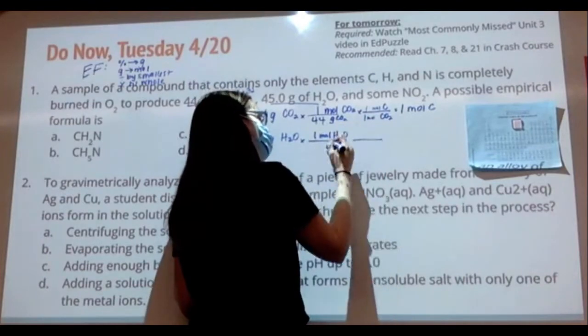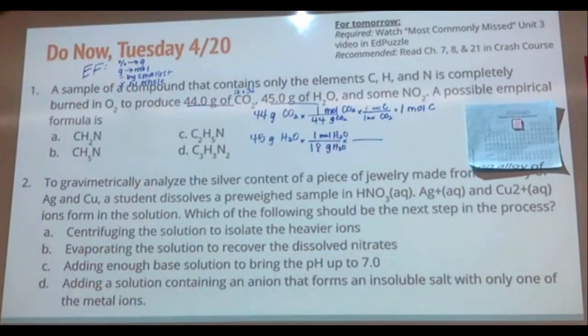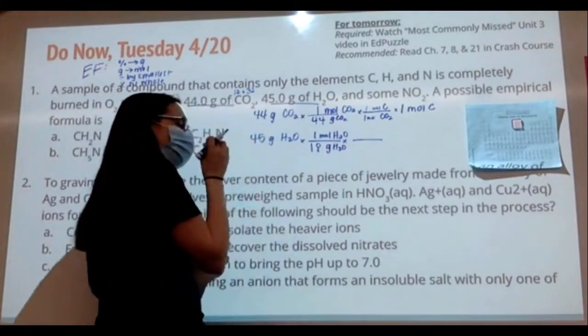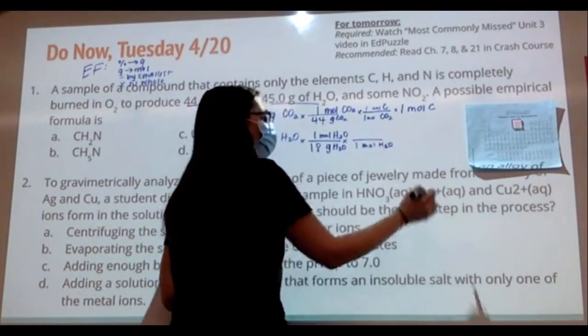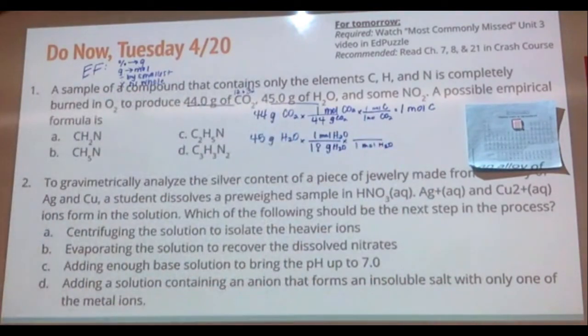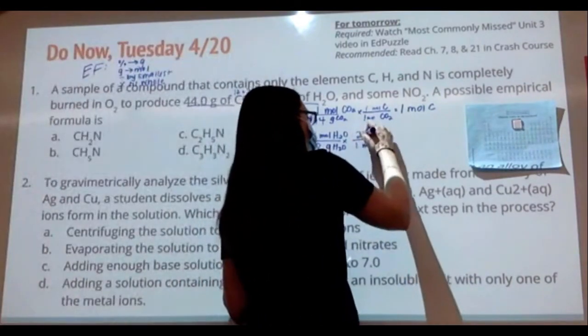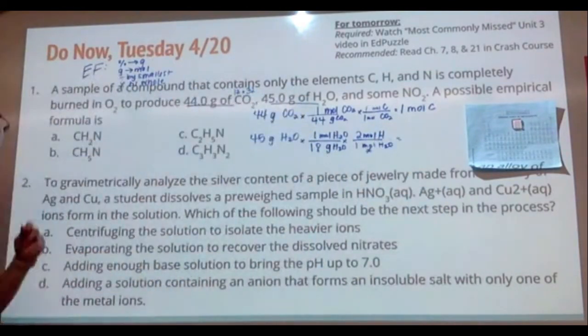I'm going to show you how we can do this math without a calculator. Now, here's the part that most people will miss with this empirical formula question. For every 1 H2O, how many H's are there? There's 2. This ratio is what people will miss with combustion analysis.